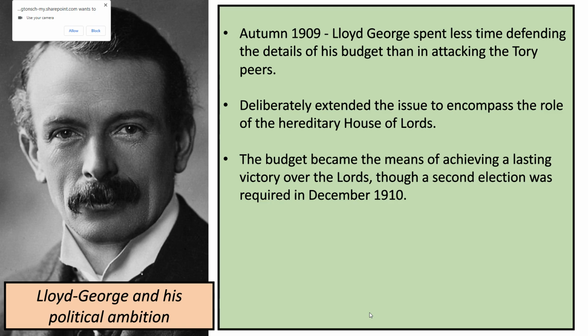Even though there's a second election that's required in December 1910, the election victory in January 1910 suggests that the electorate are committed to Lloyd George and his social reform. They're committed to the people's budget. They're committed to this super tax on the super wealthy.